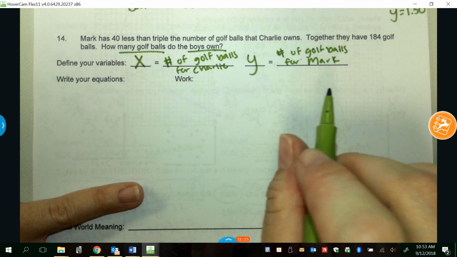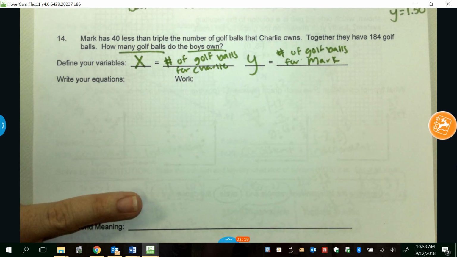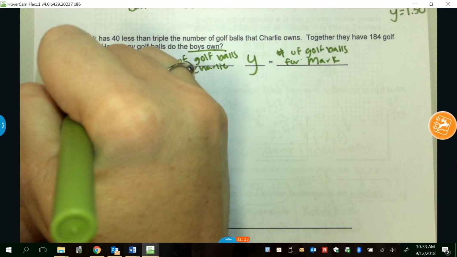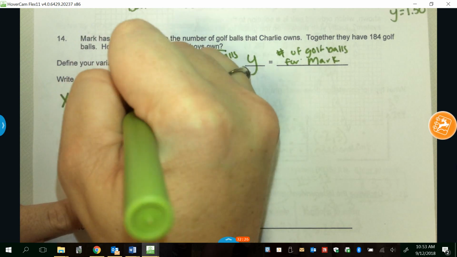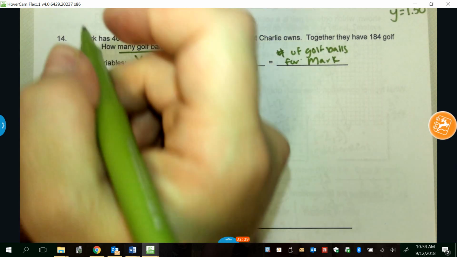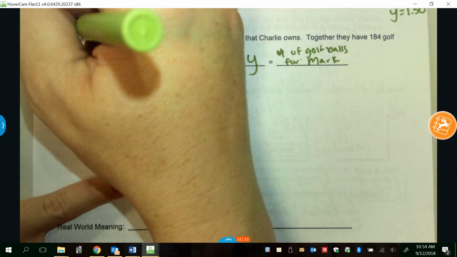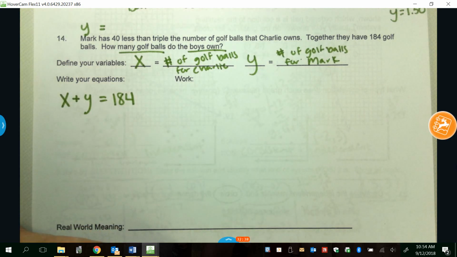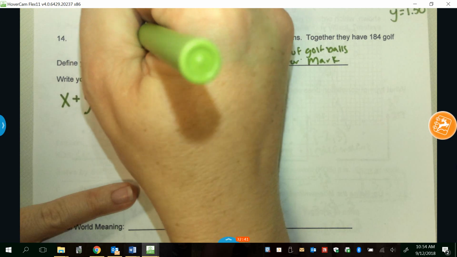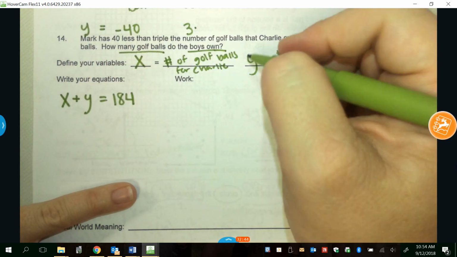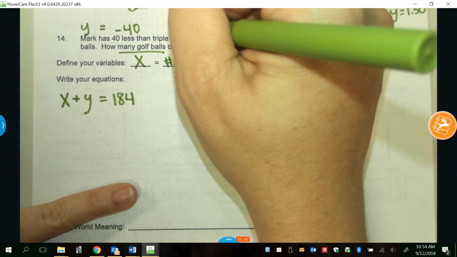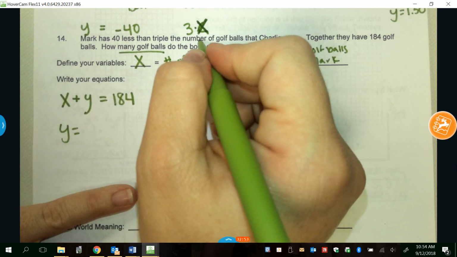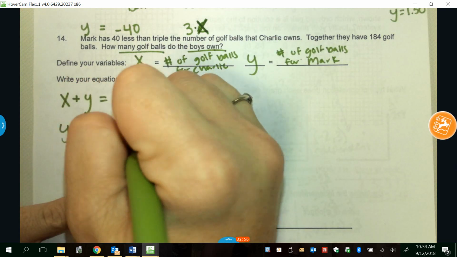Okay, so I'm going to start with the easier one. Together they have 184 golf balls. So the amount that Charlie has plus the amount that Mark has is 184. Now, Mark has, this is Y. Has is the same thing as equals, or is. 40 less actually means minus 40. Triple the number Charlie has means 3 times Charlie's amount, which is X. So Y equals 3x minus 40.